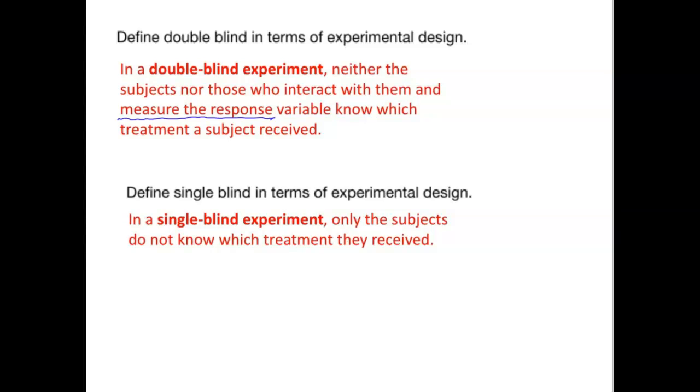Does that make sense? In that case, you want the patient to be blinded, meaning they don't know what treatment they received, and you also want the doctor to be blinded, meaning they don't know whether or not the patient received the treatment or the placebo. That's a double-blind experiment. Single blind is just the subjects don't know. The experimenter and the doctor could know in that case. All right, give me a green check when you're good with this slide.